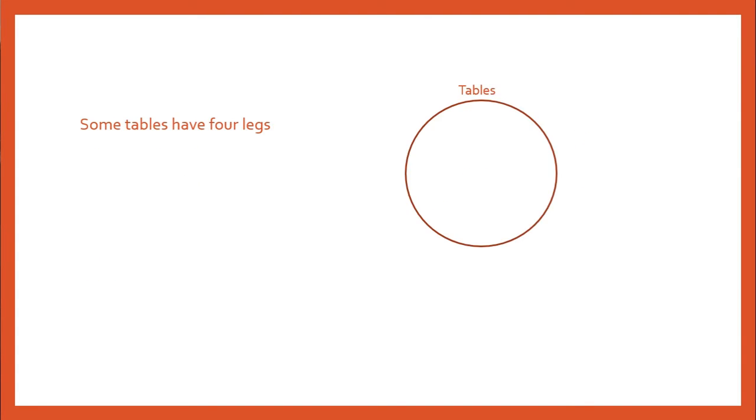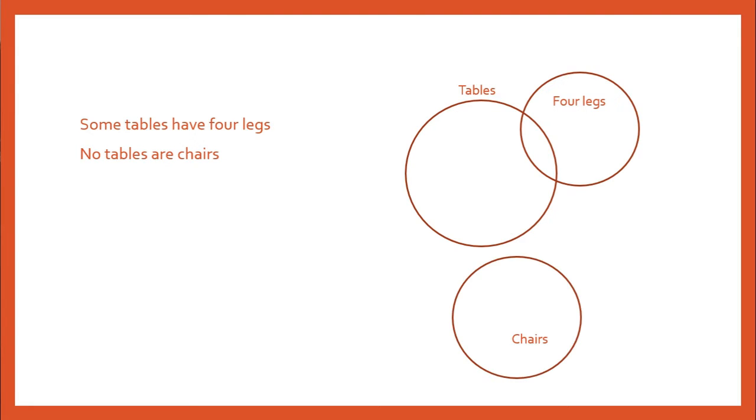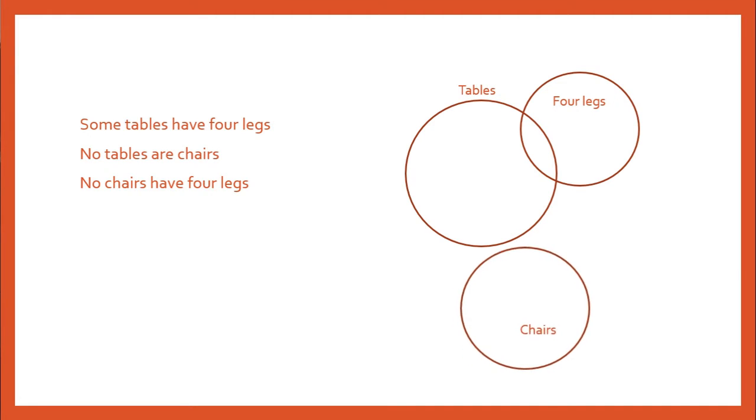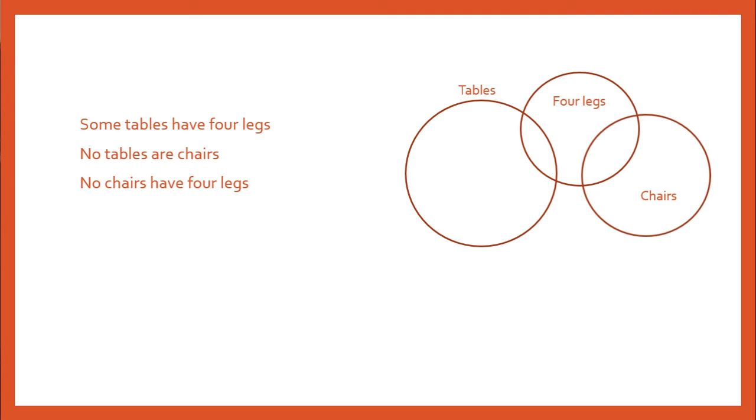Some tables have 4 legs. So we have a table and a 4-leg circle where they overlap slightly. And then no tables are chairs. So our table circle needs to be completely disconnected from a chair circle. For the syllogism to be true, we have to make sure that there's no way the chair and the 4-leg circles can touch at all, while still keeping the chair and table circles separate. But it's possible to move the chairs to overlap with the four-leg circle, so this is an invalid syllogism as well.